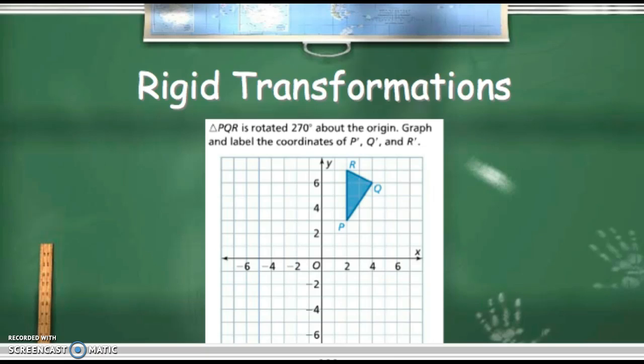So this is what you should be able to do: triangle PQR is rotated 270 degrees about the origin. Graph and label the coordinates P prime, Q prime, and R prime. So one, you need to know what rotating means and where you need to rotate it about. So it's the origin.